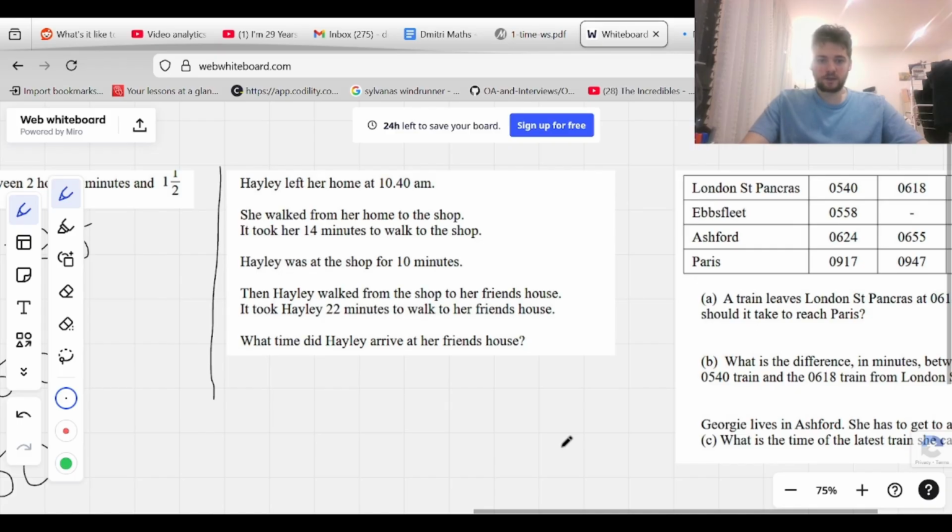Okay, and now the next question is a word question. So how do we approach these questions? Well, let's read it first. So Haley leaves her house at 10:40. As we're reading, we're underlining the most important information. So 10:40, she walks from her home to the shop. It took her 40 minutes to walk to the shop.